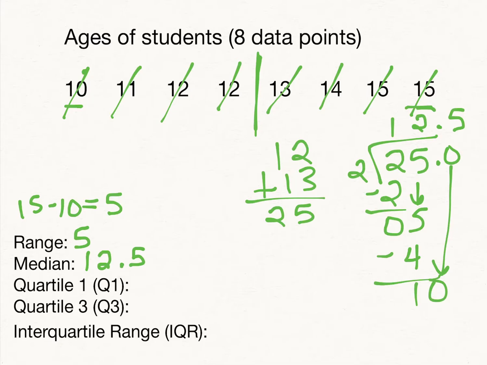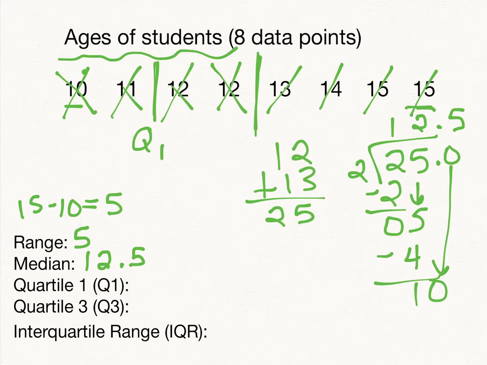Now, for quartile 1, remember, we're looking at the lower set of data, and we're finding the median again, but just on this side. So I'm going to draw my lines in the opposite directions. Lowest, highest, and then here again, we have the lowest and the highest, so we know it's directly in between here. This is going to be our first quartile.